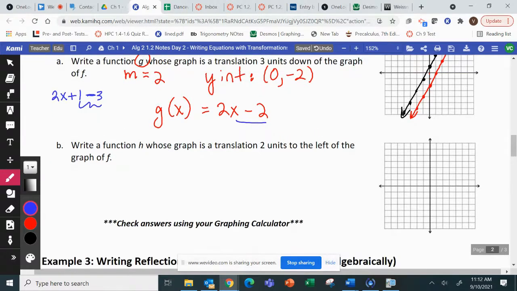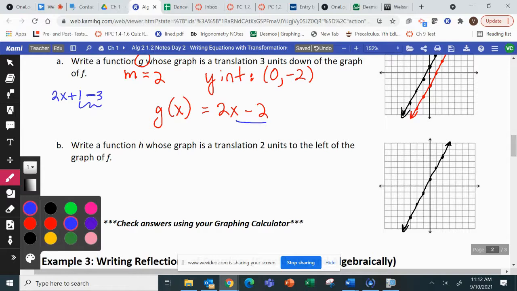Here's another one. It's the exact same line, so I'm going to copy that line really quickly. I should have just done it on the same graph, but oh well. And then this one is going to be translation 2 units to the left. So I'm going to go to the left for each of these points, 2 units.